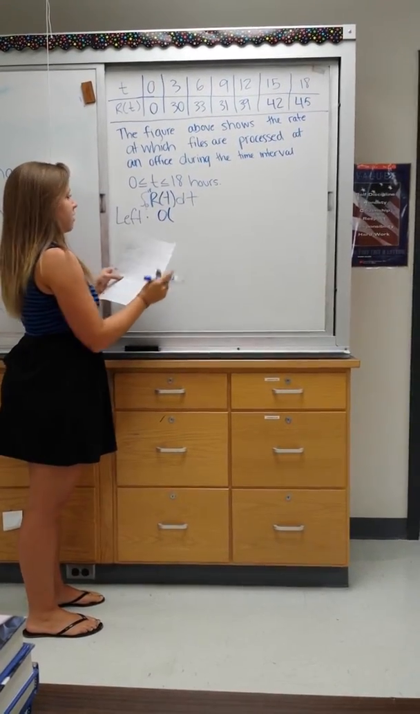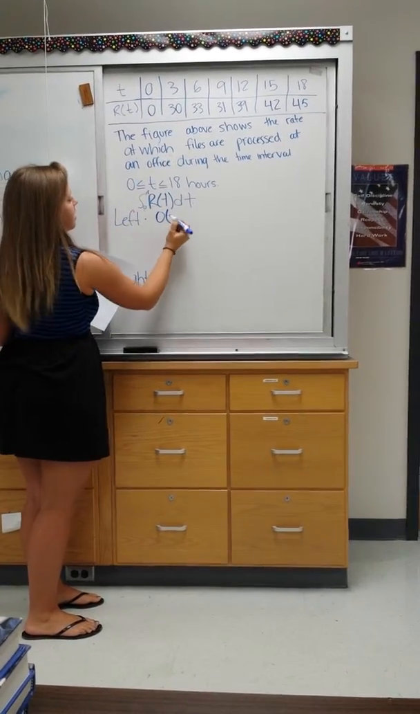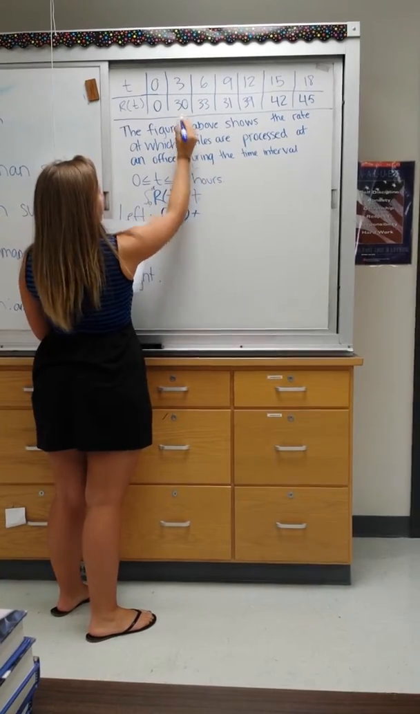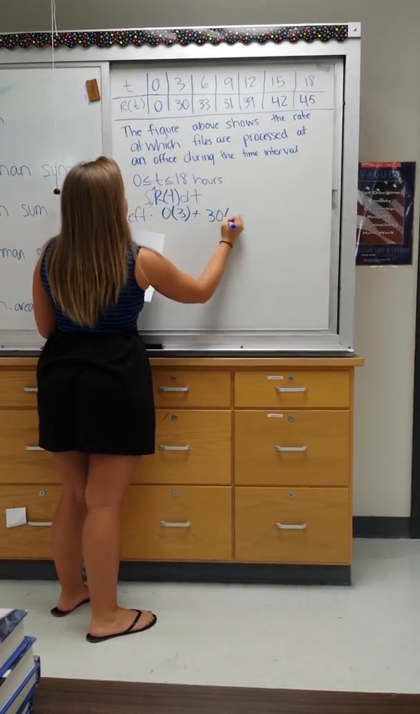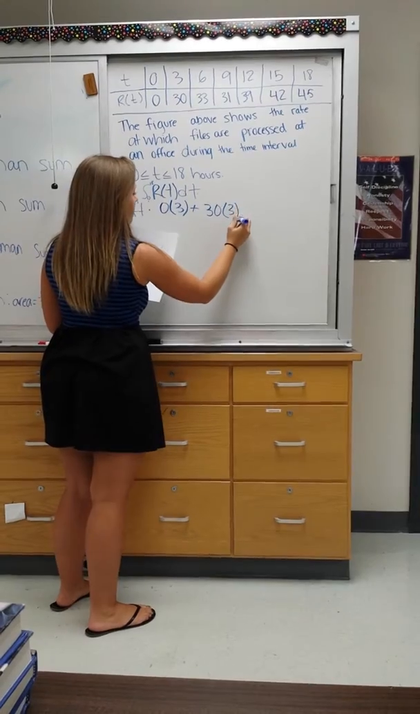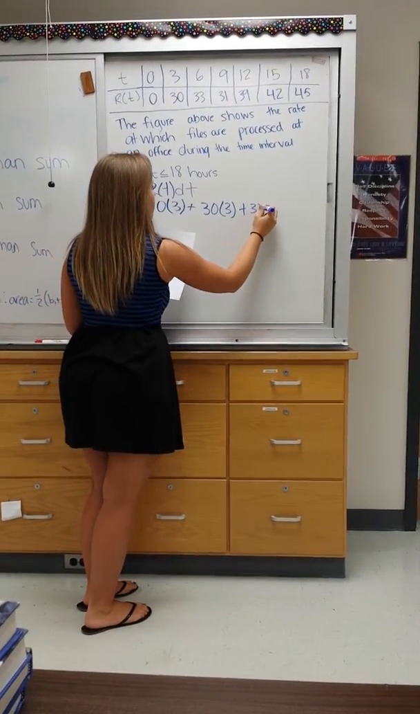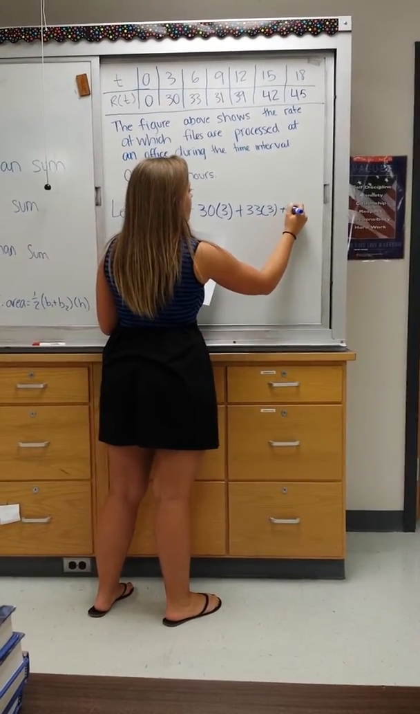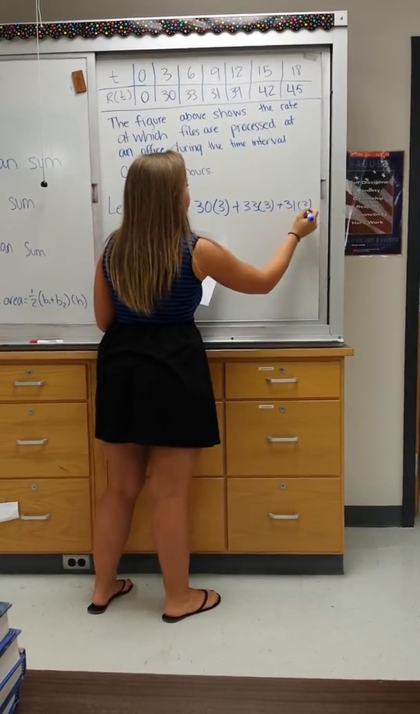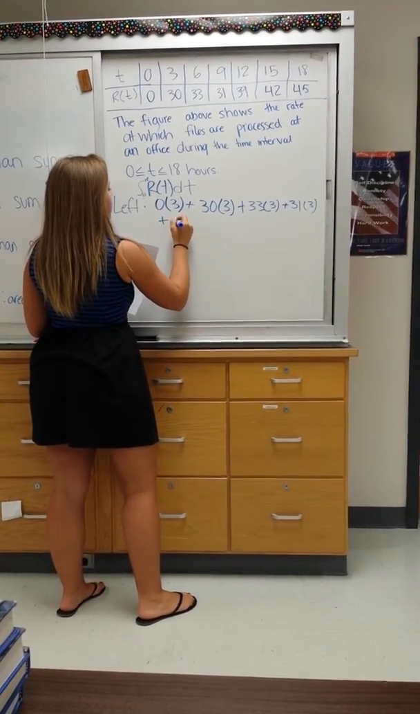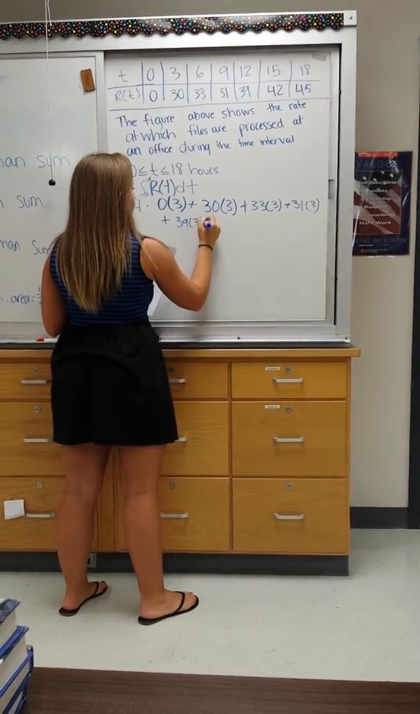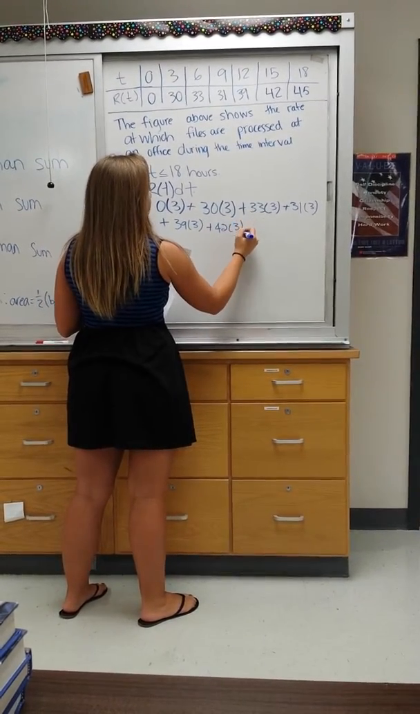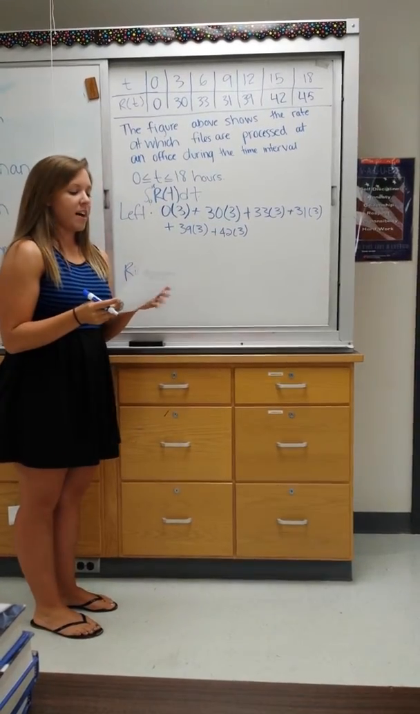Okay, so first you're going to do 0 times the change of 0 to 3, so that's just 3. Plus, then you go to 30, and the change is still 3, plus 33, and the change is still 3, plus 31 times 3, plus 39 times 3, plus 42 times 3, and then you don't do the 45 because this is the left one.